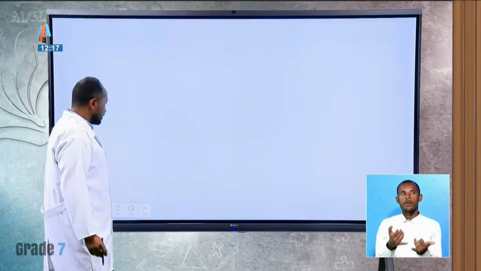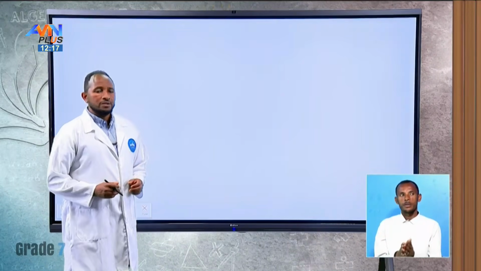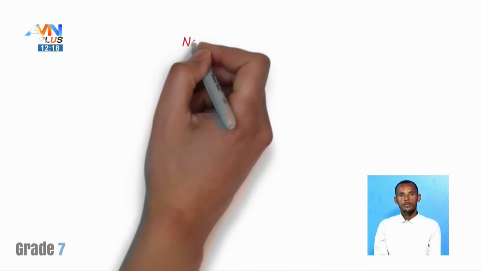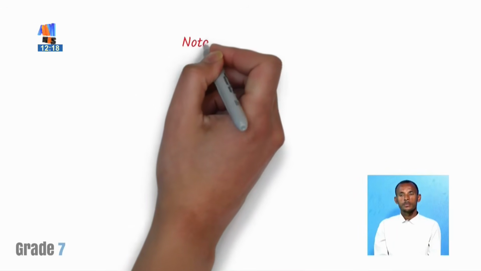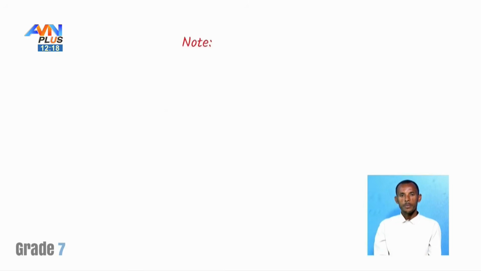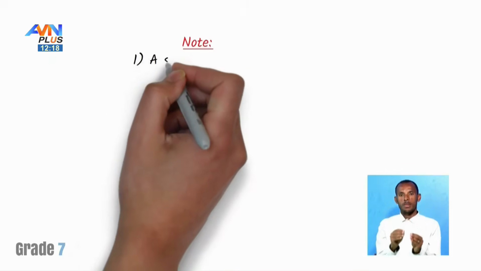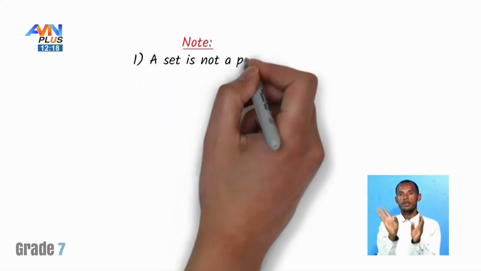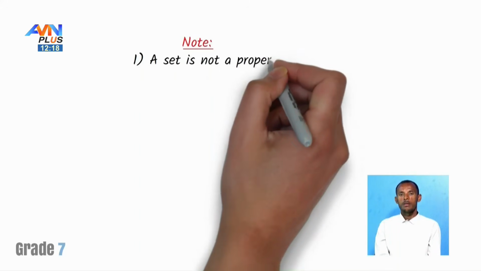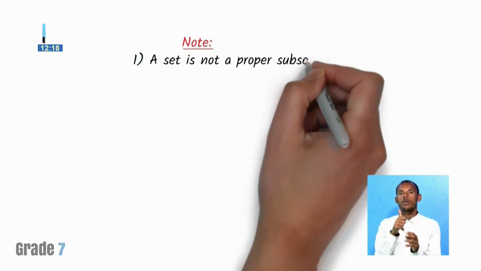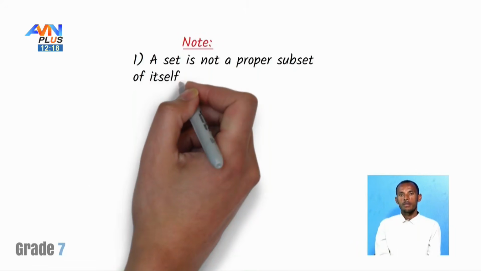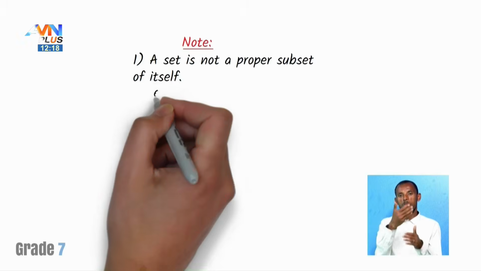Now, let's conclude, or let's take a note. Note one: a set is not a proper subset of itself.